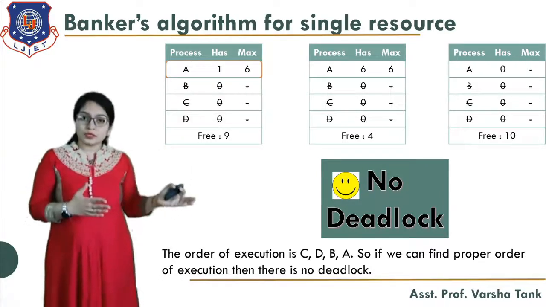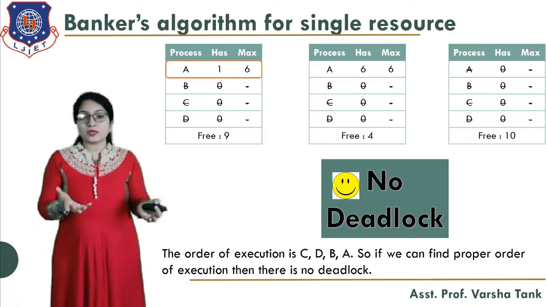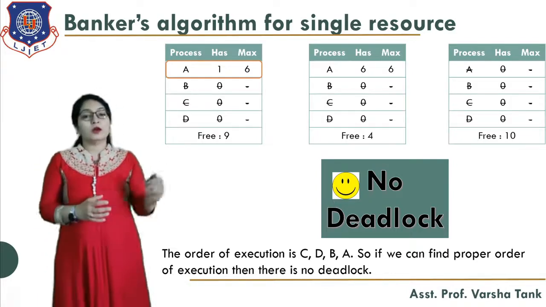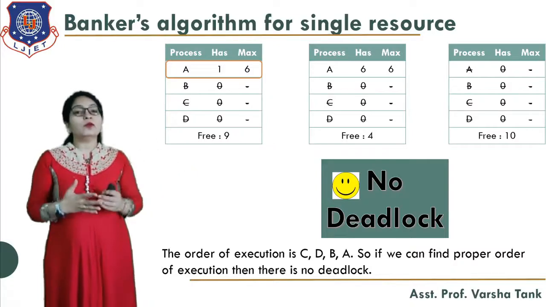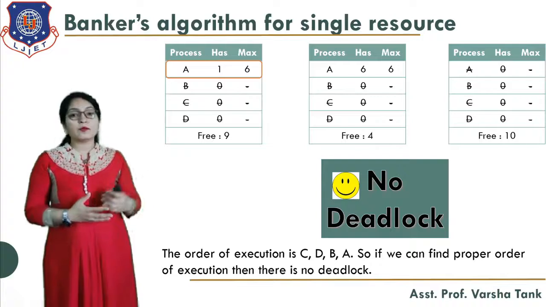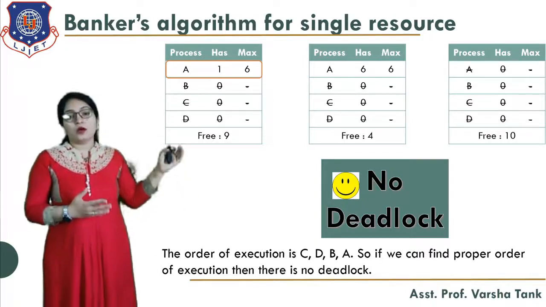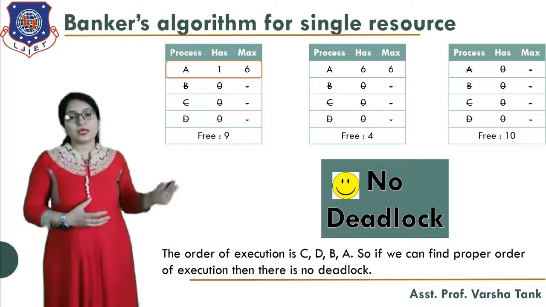You will start with process A, then you will start with process B. If A and B do not satisfy the request of the process, then what we will do, we will start with process C. Then we will start again with process D. Again start with processes A, B, C. So likewise you can do this example.